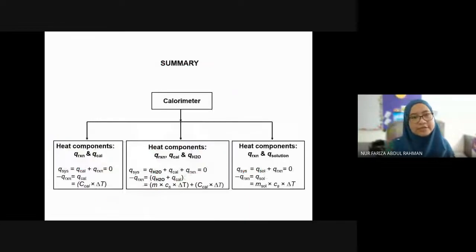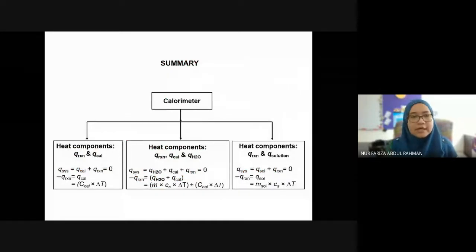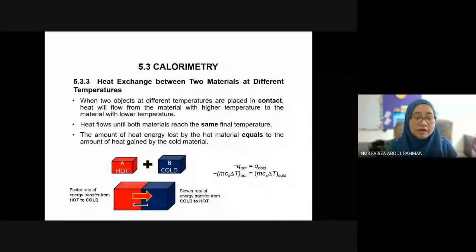Okay, done. So this is the summary, right? So far, do you have any question related to calorimeter before we move further to the next subtopic?